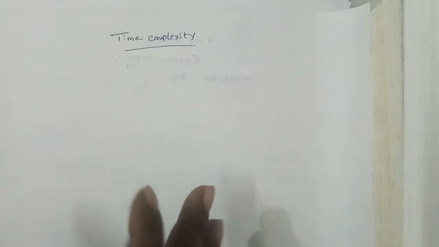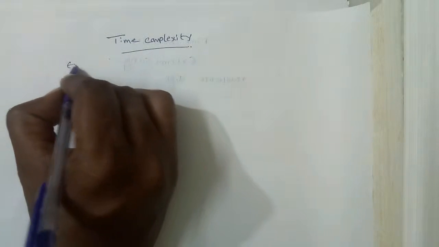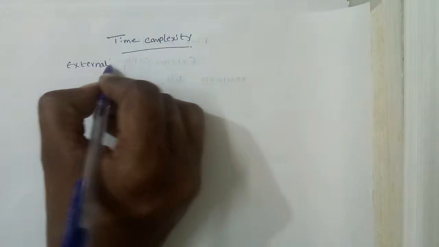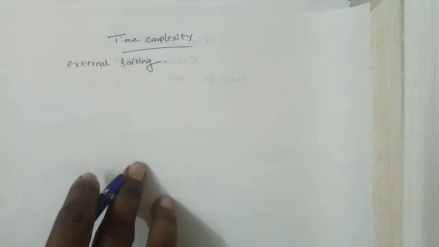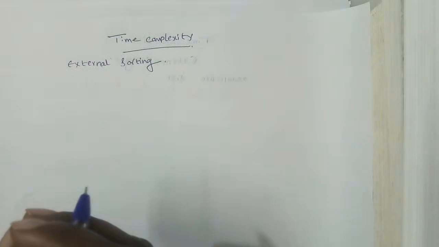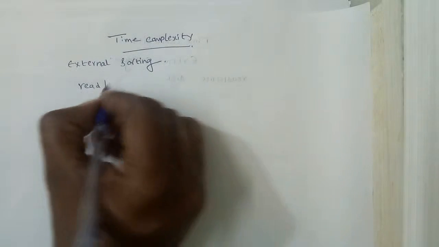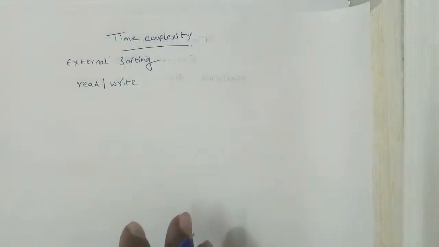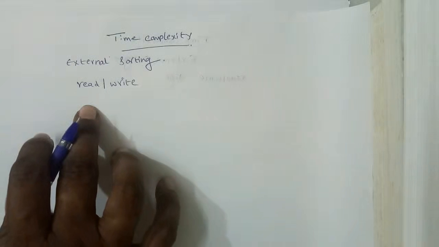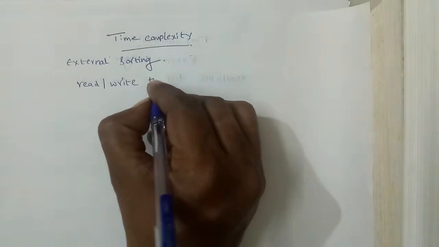Now we will discuss how to analyze the time complexity for external sorting. If you want to perform external sorting, you have to read the records from the disk and write the records into the disk. That means you have to know the read or write time.